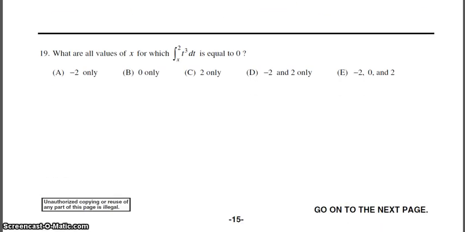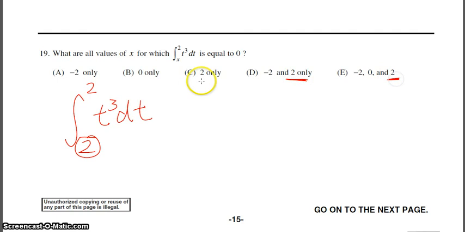So let's try question 19. What are all values of x for which this is equal to 0? The first thing is when you have an integral from 2 to 2, hey, that will be 0. So one answer is when x is equal to 2. See here, x equal to 2. By looking at the solution, it already gives you some hints. So this 2 is not the answer. Like 2 to 2 will give you 0.